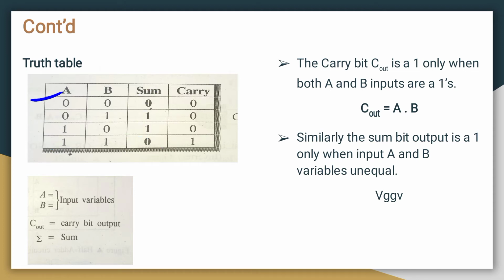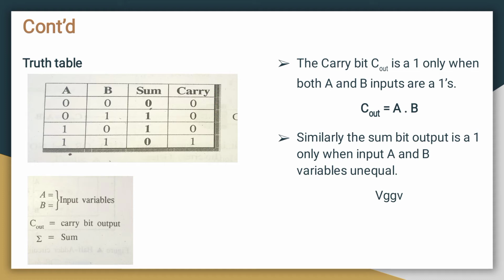Next, how does the carry work? Carry works on the AND operation. That means both the inputs should be high. When both the inputs are high, then the output is high. Otherwise we will get all zeros. So both the inputs are high, then the output is high. Otherwise the output is 0. So this is about the truth table.